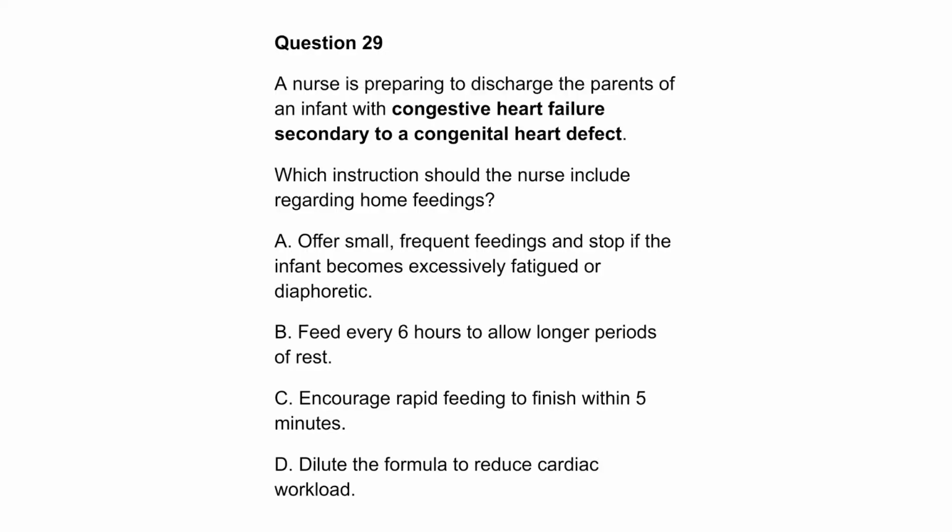Question 29. A nurse is preparing to discharge the parents of an infant with congestive heart failure secondary to a congenital heart defect. Which instruction should the nurse include regarding home feedings? A. Offer small, frequent feedings and stop if the infant becomes excessively fatigued or diaphoretic. B. Feed every 6 hours to allow longer periods of rest. C. Encourage rapid feeding to finish within 5 minutes. D. Dilute the formula to reduce cardiac workload.